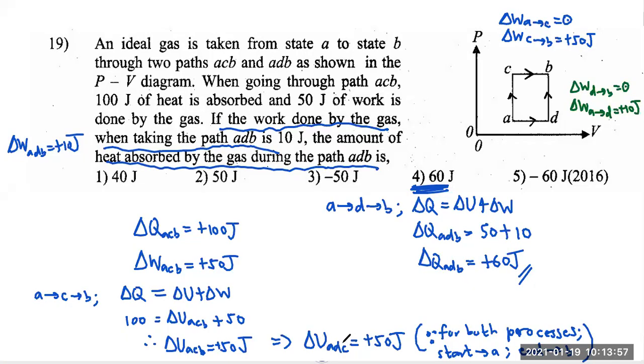Well, this path should be ADB. Okay, so when I wrote it, I made a small error. So delta U ACB and delta U ADB both must be the same, because for both, the starting point and the finishing point are the same. This is the start, this is the finish, right?